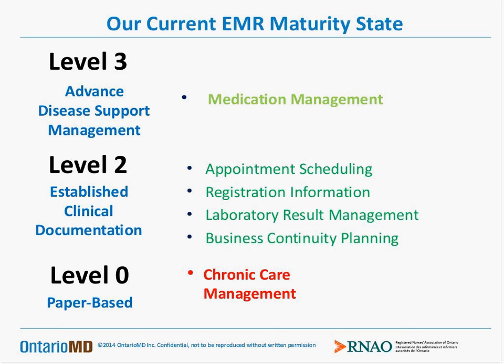We have electronic lab requisitions, and we also have a favorite list of lab requisitions saved in our EMR. We have planned our business continuity plan in case of a power failure. Finally, I can see here in red, level 0 for chronic disease management. This means that we were not utilizing the EMR at all when it came to chronic disease management.